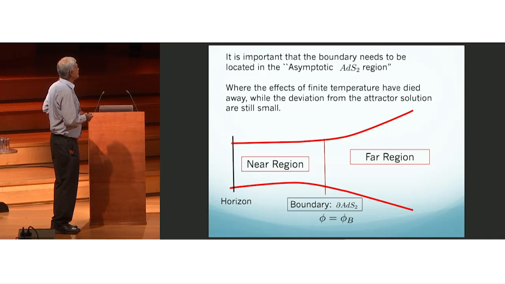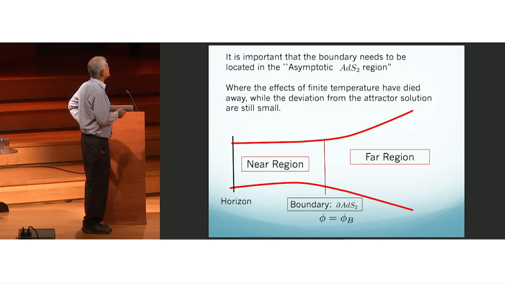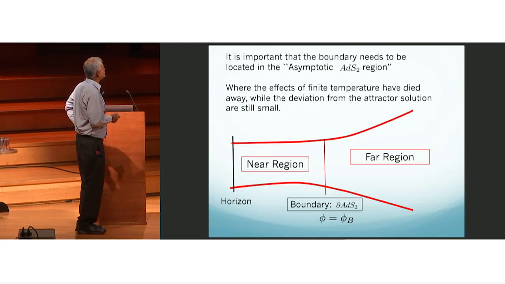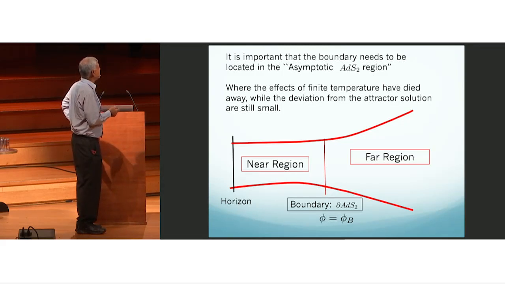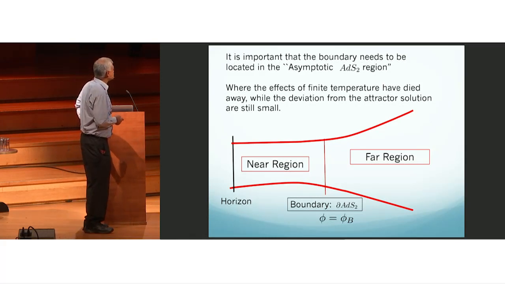It's important when we use the JT model for these higher dimensional situations to locate the boundary of the AdS2 region in an appropriate region. And it has to be located in what I'm calling the asymptotic AdS2 region. And this can be understood as follows.